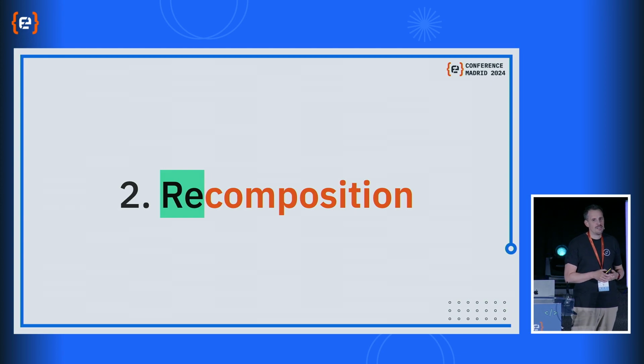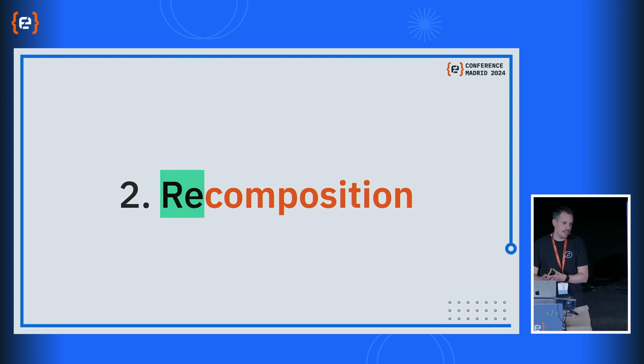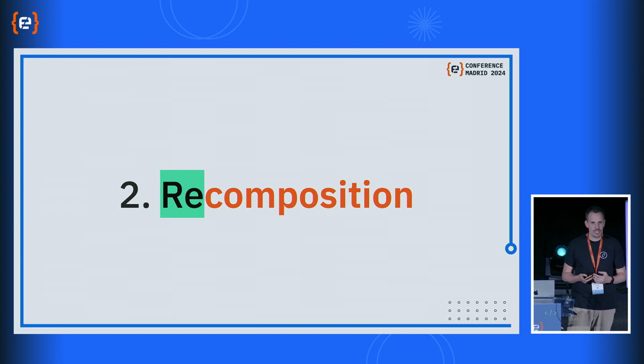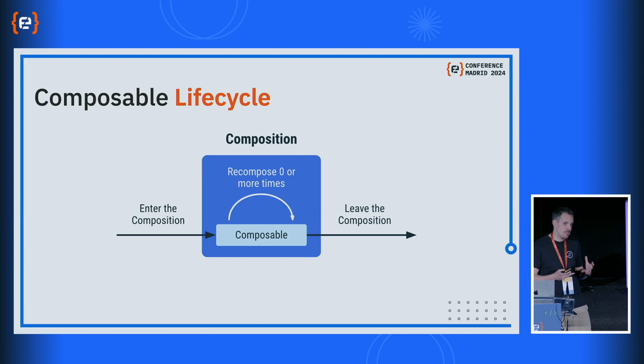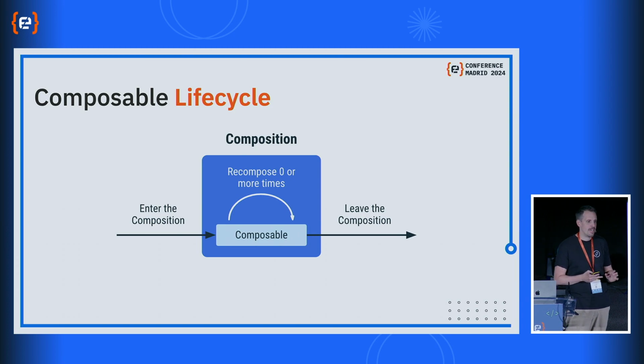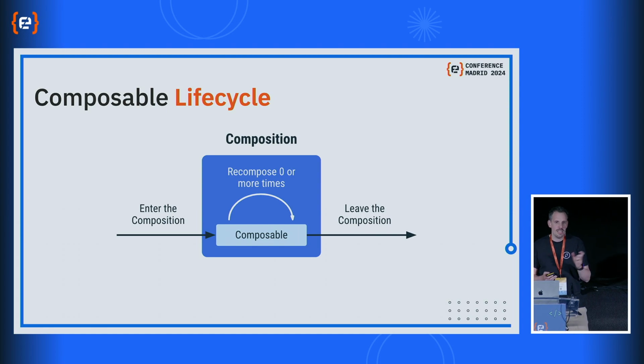Now that we understand what the three phases are, and especially the composition one, let's dive into what recomposition is. And to see what recomposition is, we first need to see what the composable lifecycle is. When we think about lifecycles in Android, we think of very messy states and difficult to follow, but in Compose, it's quite simple. A composable can enter the composition, recompose 0 or more times, and then leave the composition.